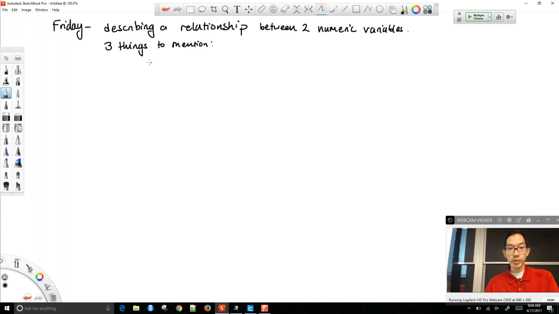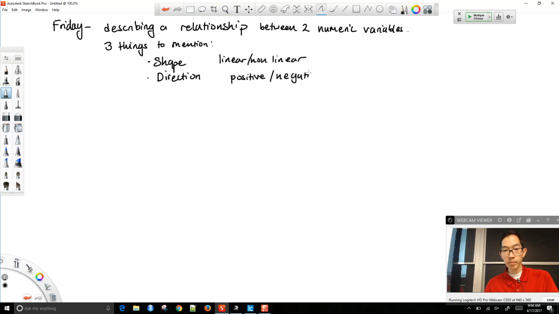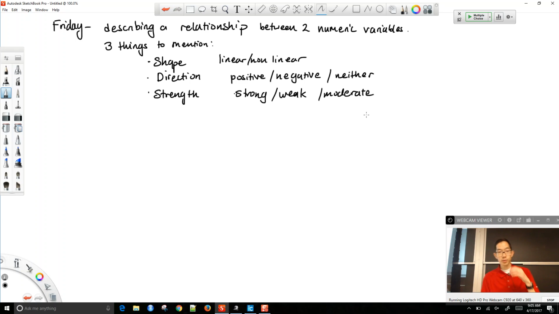And we said that would be the shape. As far as shape, it can either be linear or nonlinear. We had the direction, and this would either be positive, negative, or neither. And lastly, we have the strength. And this could be strong or weak, maybe moderate. All right, so we've talked about shape and direction, and today we'll cover strength.